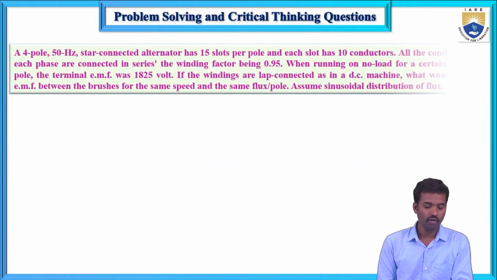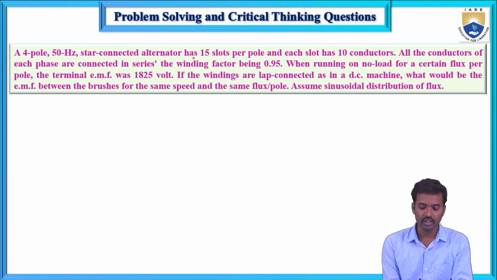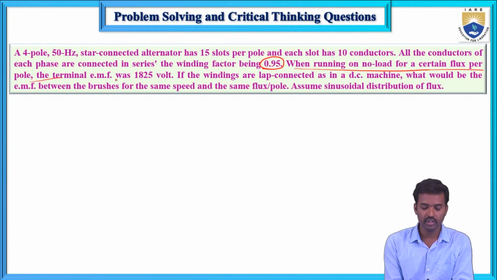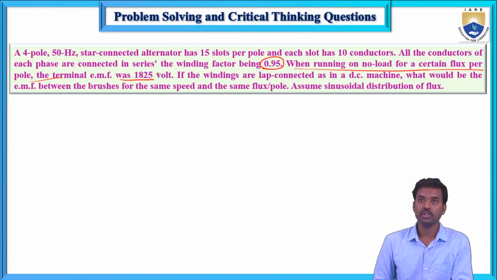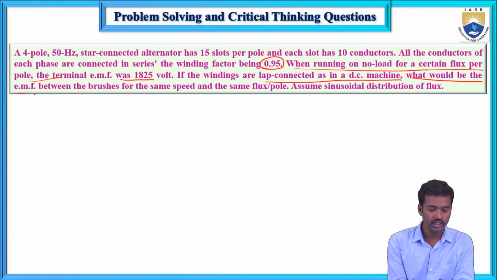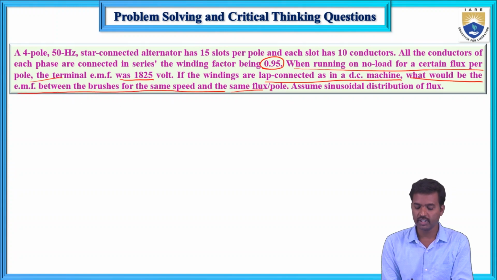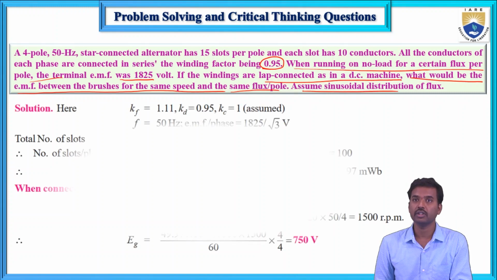Now here, a 4-pole 50 Hz star connected alternator has 15 slots per pole and each slot has 10 conductors. All conductors of each phase are connected in series. The winding factor is 0.95. When running on no load for a certain flux per pole, the terminal EMF is 18 volts. If the windings are lap connected in a DC machine, what would be the EMF between the brushes with the same speed and same flux per pole, assuming sinusoidal distribution of flux?